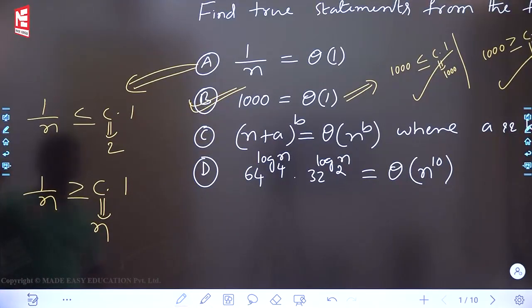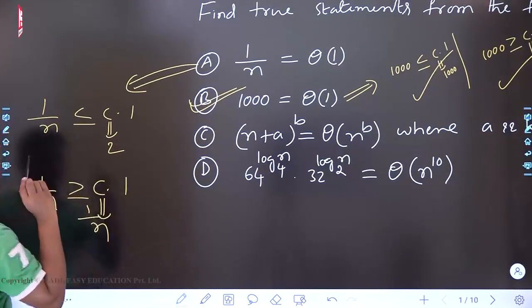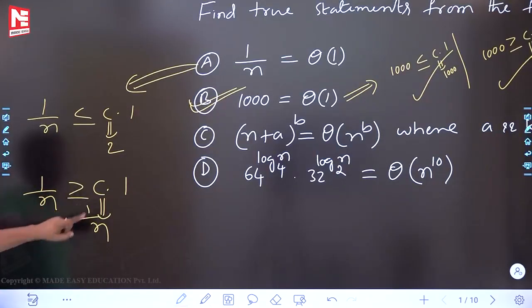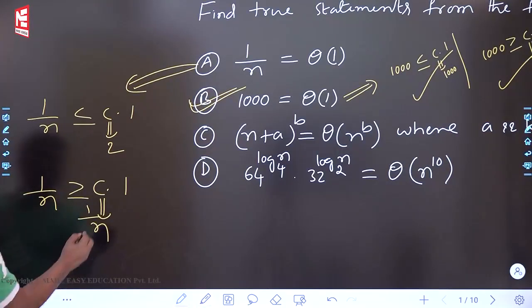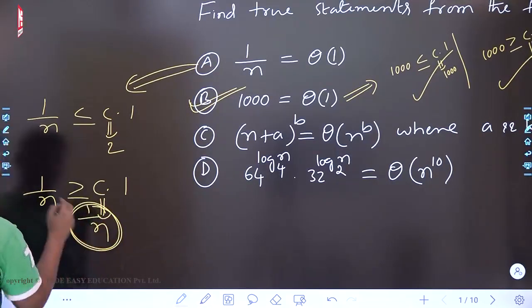N or what? I think 1 by n. C value, 1 by n. If I take C as 1 by n, 1 by n is greater than or equal to 1 by n. Then only 1 by n is a function. So, you cannot take that.